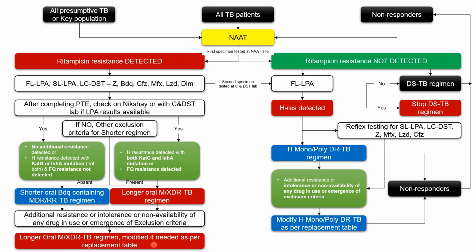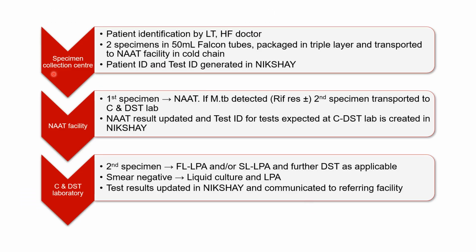So this is the algorithm for evaluating a patient who is suspected to have drug resistant tuberculosis. If you look superficially, this algorithm looks very complicated, but if we follow stepwise and understand the reason why it has been made so, it will not be that complicated. So what did we do? First, the patient will go to a specimen collecting center, and two specimens will be collected initially, preferably in conical falcon tubes, packaged in triple layer and transported immediately to a nucleic acid amplification test facility in cold chain. And the patient ID and the test ID have to be generated in the portal. That is the first step that has to be done.